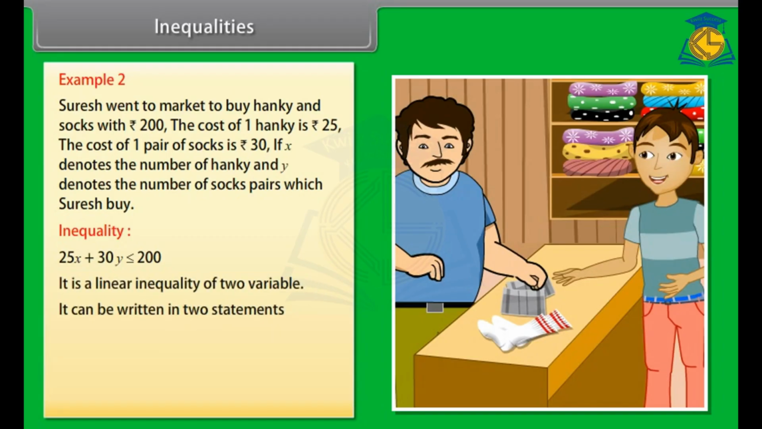It can be written in two statements. 25x + 30y = 200. 25x + 30y < 200. Name it as A. Statement A is an equality in this case.